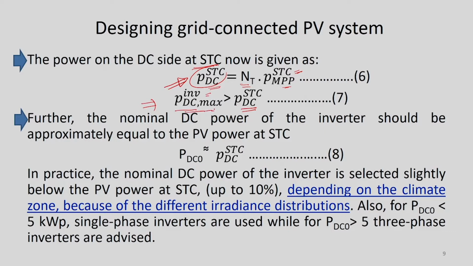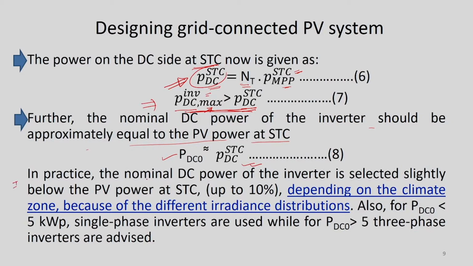DC max. So, there are some ratings of inverter, and we must know the ratings of the inverter. That will dictate how to match this energy. We will discuss this in the coming slides. Further, the nominal DC power of the inverter should be approximately equal to the PV power at STC. This is also one condition. So, PDC at nominal power is equivalent to PDC STC. This is also one condition that has to be met.